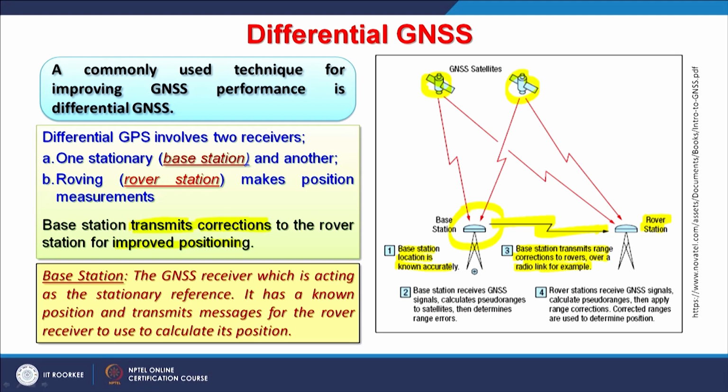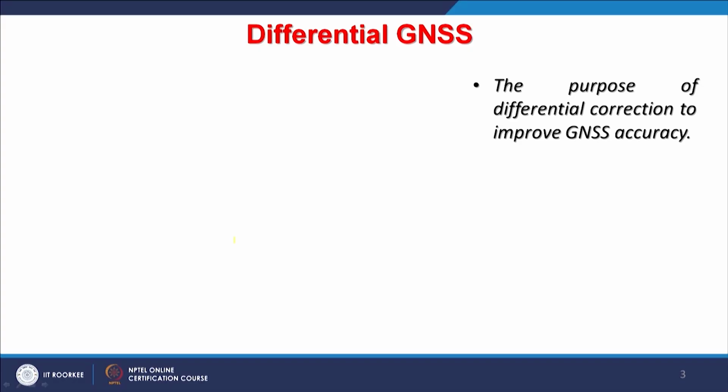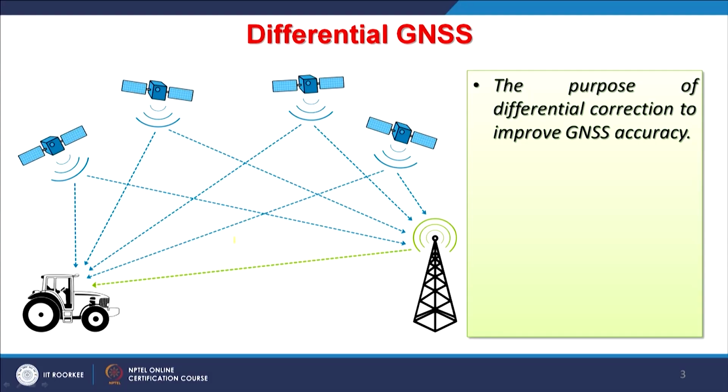Let us discuss further how these things work. The purpose of differential correction is to improve the GNSS position accuracy. Here one example is shown where the signals of all these 4 satellites are being received by the base station as well as a roving receiver, which is shown here through a vehicle.